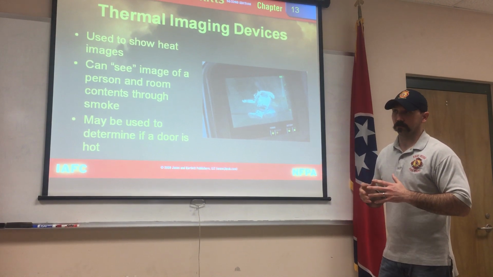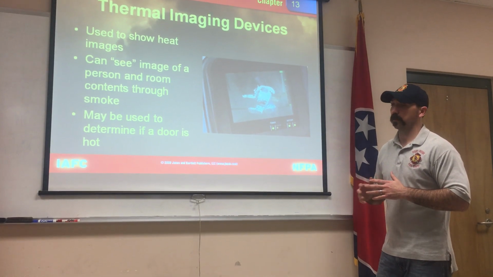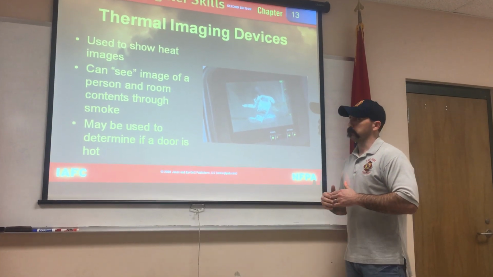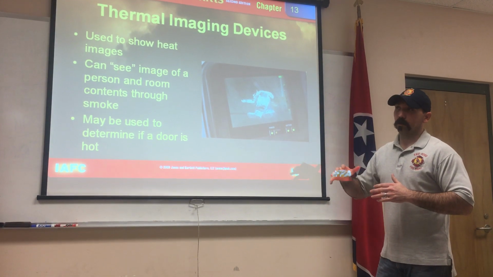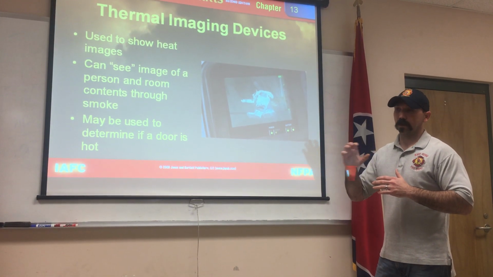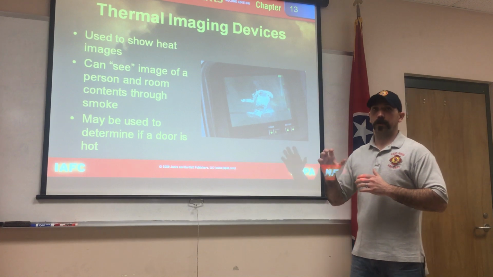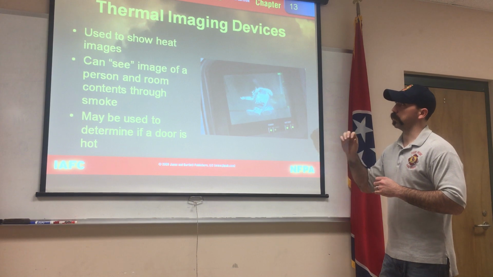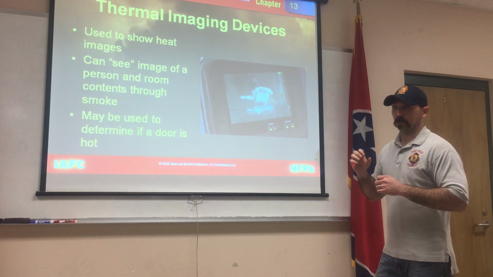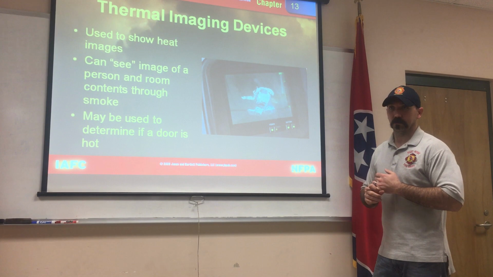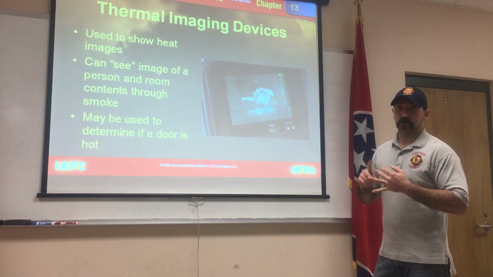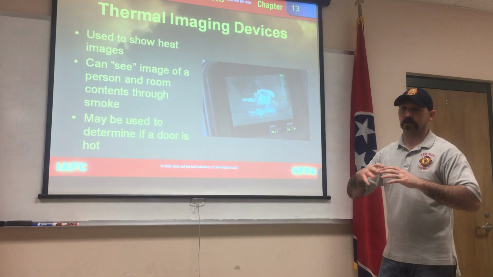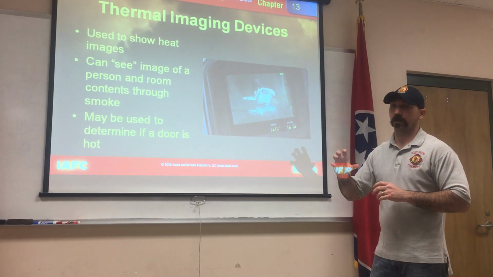When we get off the truck, we have a set of tools with us on any structure fire. You need to have a thermal imaging camera with you. In low visibility, what you can't see, that thermal imaging camera is going to pick up off a heat signature. It's used to show heat images. You can also see the path of the fire, the origin of the fire. You can also see the whole landscape of the room through that thermal imaging camera.